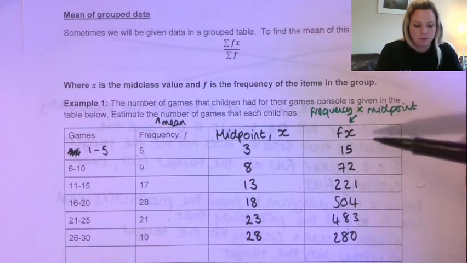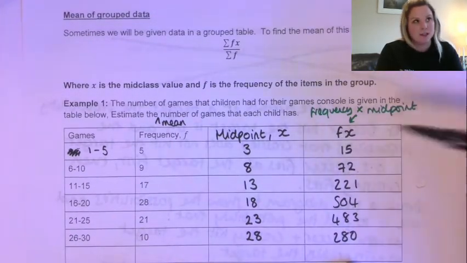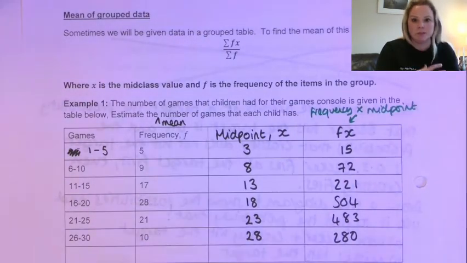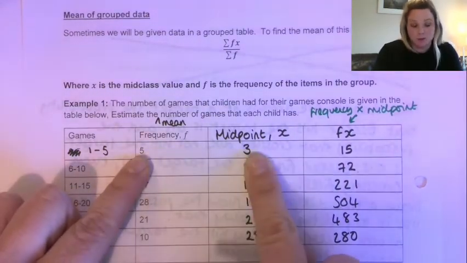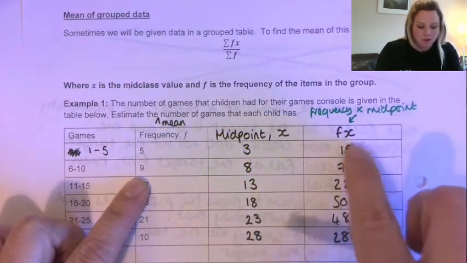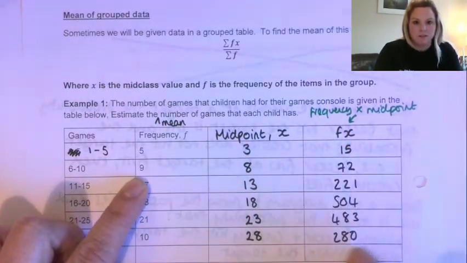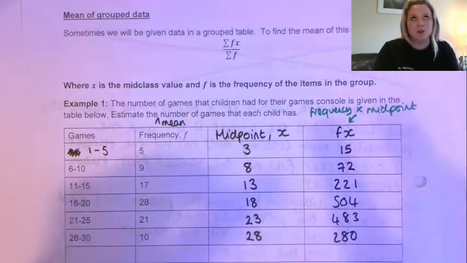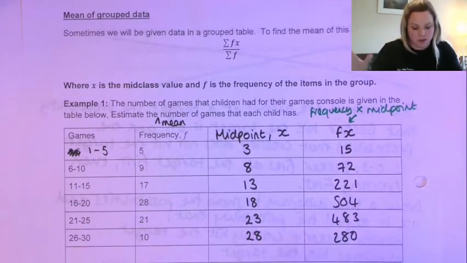So, do you remember I said this column here was like the total number of games, because we have 5 people we're saying had 3 games, we've got 9 people we're saying had 8, etc. So if we add up all of these, this will give us an estimate for the total number of games for this whole situation, right?